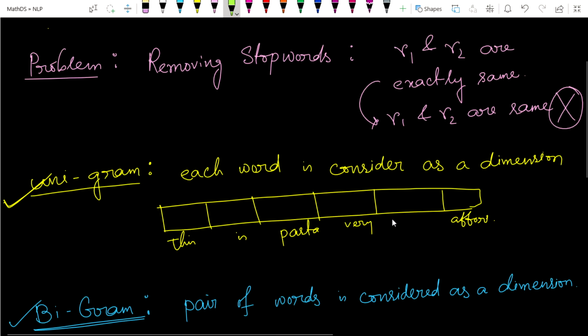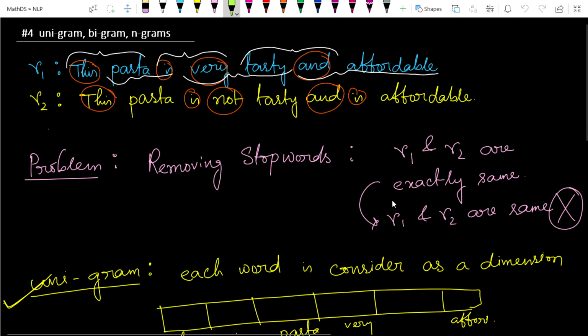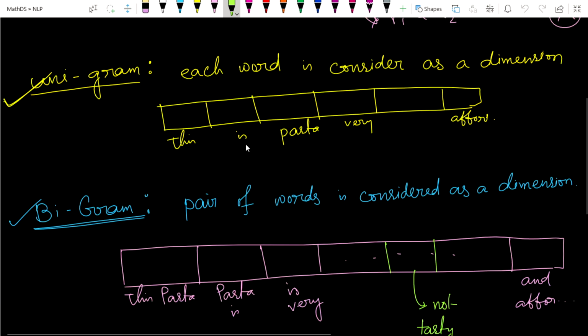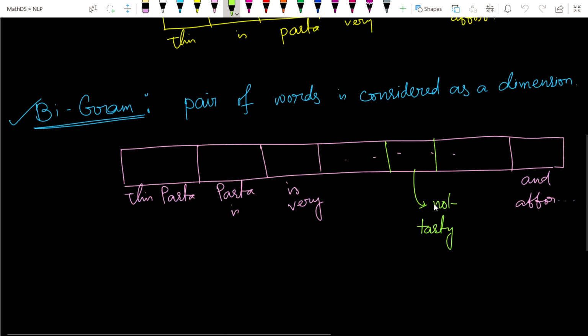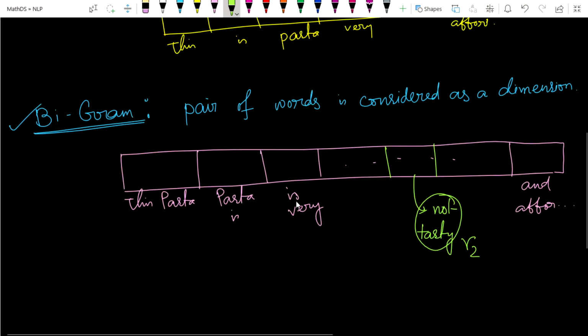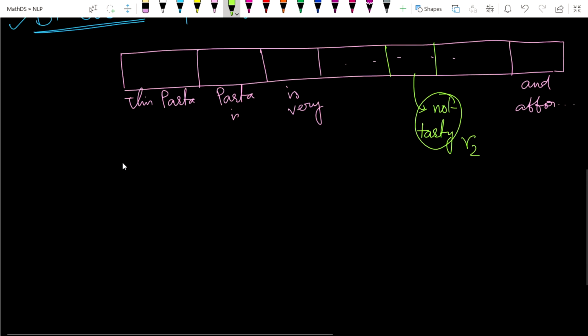Here somewhere, we will get "not tasty" for review 2. I mean I'm talking about review 2: "This pasta is, this pasta is..." Okay, if you consider these things as review 2, I think you got the idea and understand what a bigram is.